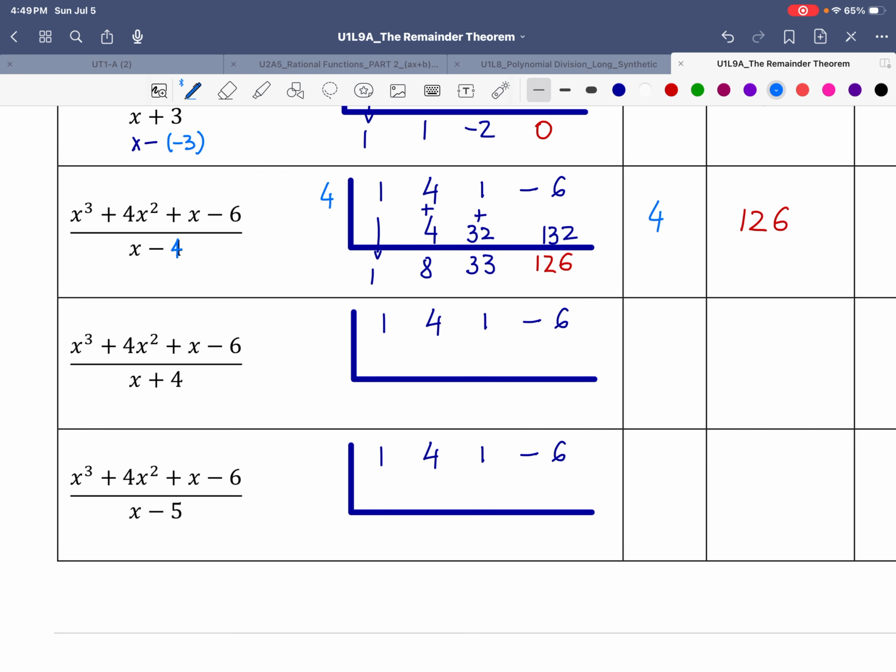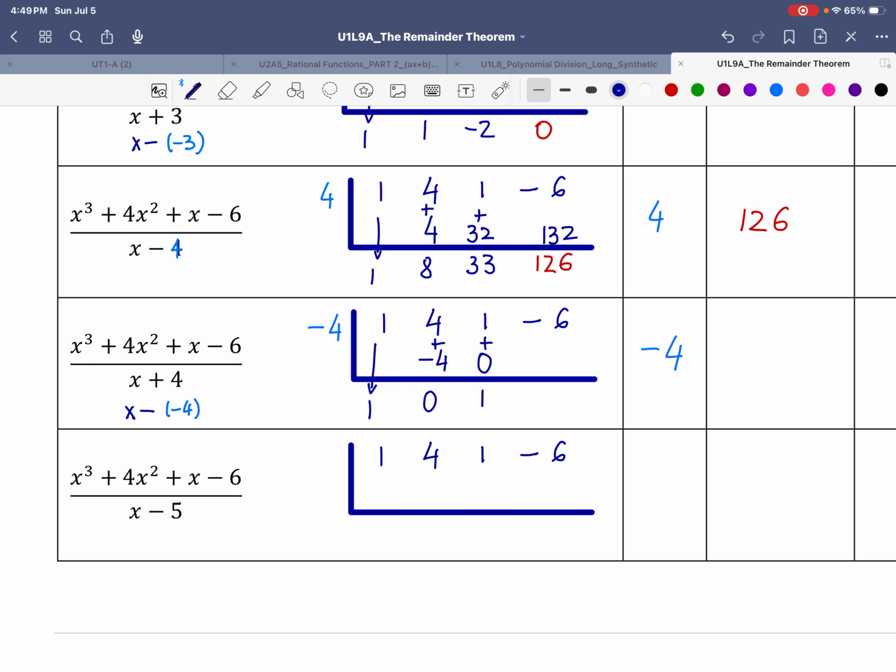So we are dividing by x plus 4. So x minus negative 4. The value of b is negative 4. Record it. Write it in the division. Start dividing. 1. 1 times negative 4, negative 4. 4 plus negative 4, 0. 0 times negative 4, 0.